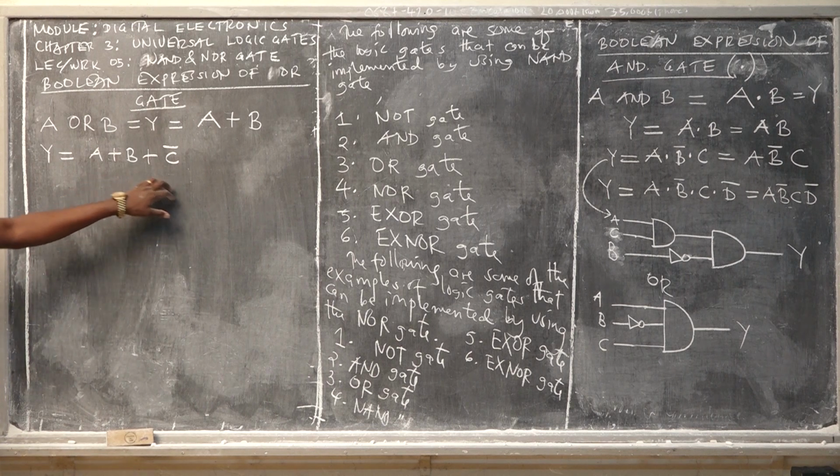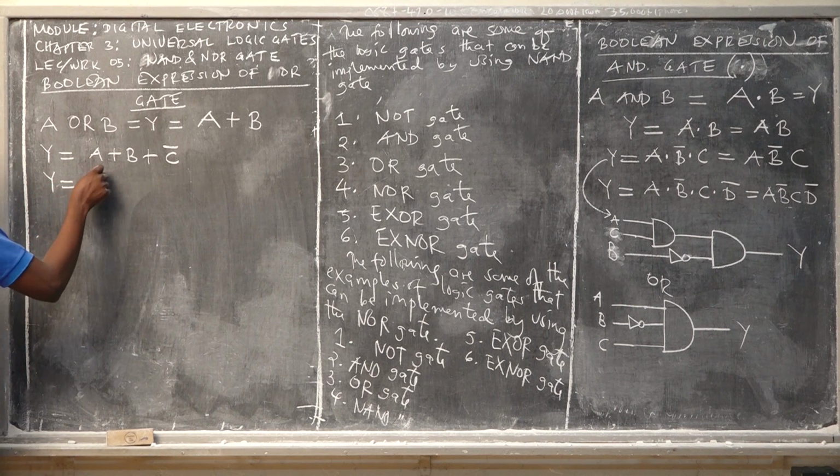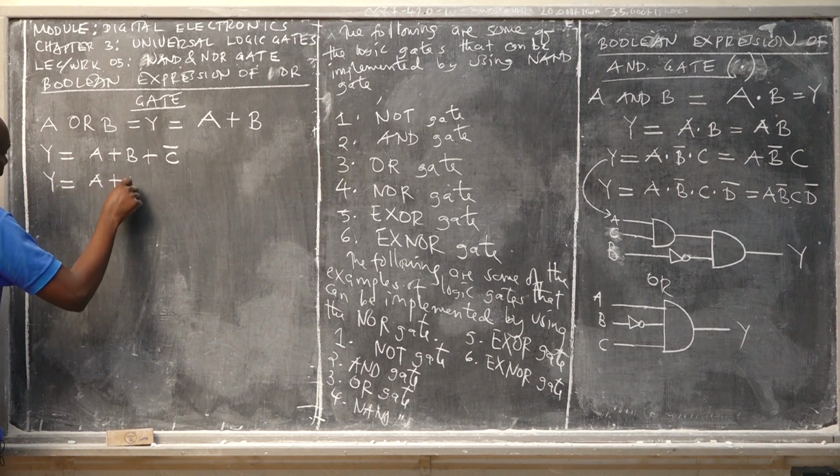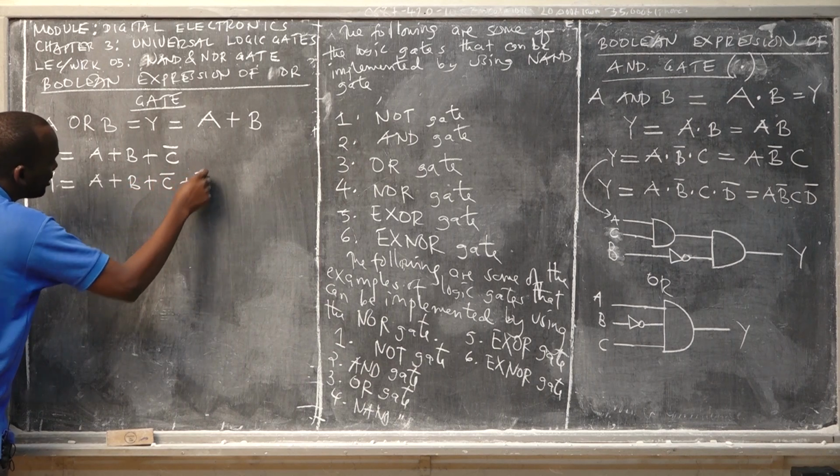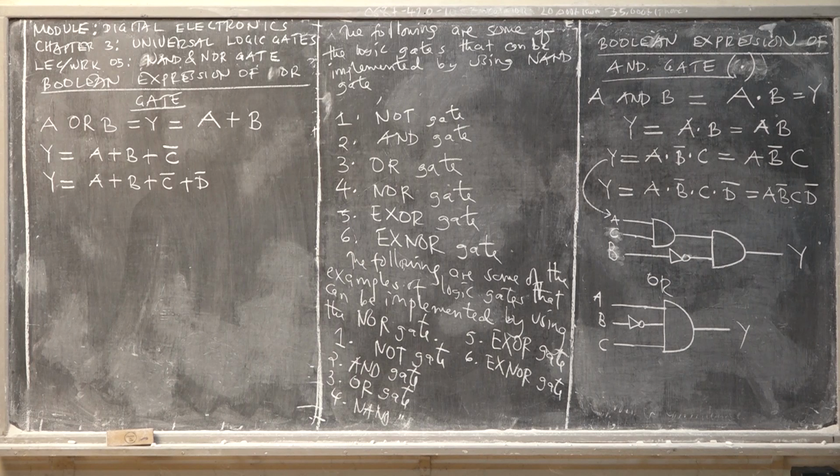So how many gates do you have here? 2. The first one is the OR gate. The second one is the NOT gate. Very good. Then we have another Boolean expression, which says A plus B plus C plus D. How many NOT gates do you have? How many OR gates do you have? 4 OR gates.